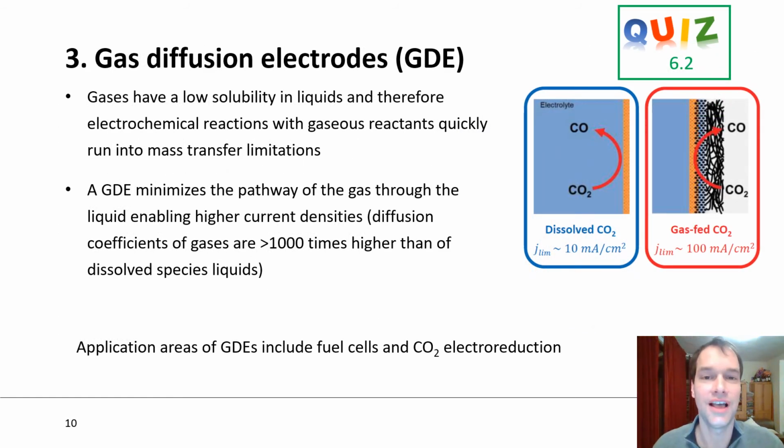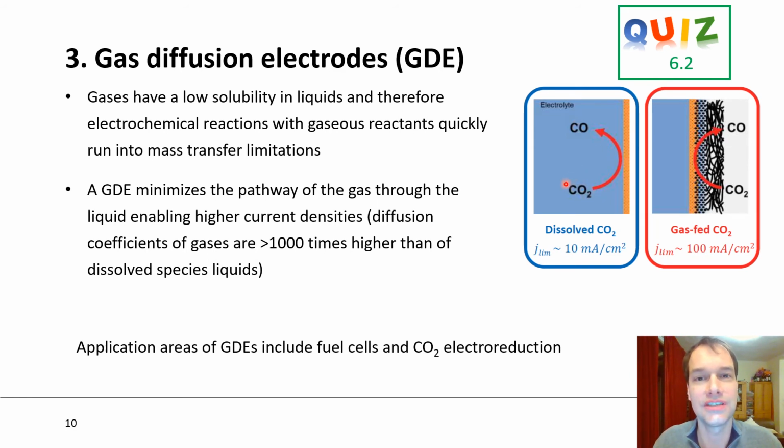Let's move towards the last type of 3D electrodes, namely the gas diffusion electrodes or GDEs. Now, these are used for the reaction of gases. Now, why are these 3D electrodes used for gases? Let's have a look here at this example of CO2 electroreduction. Here you see a classic electrochemical system. If you want to react the CO2 here, you first dissolve it into the medium, then it moves towards the electrode and reacts to CO.